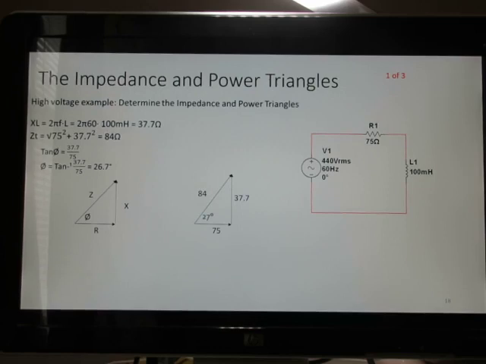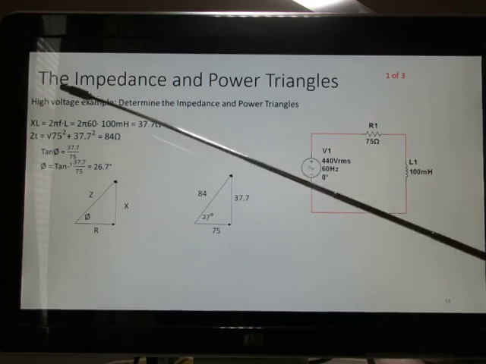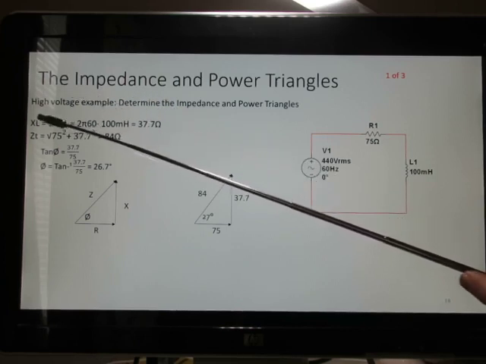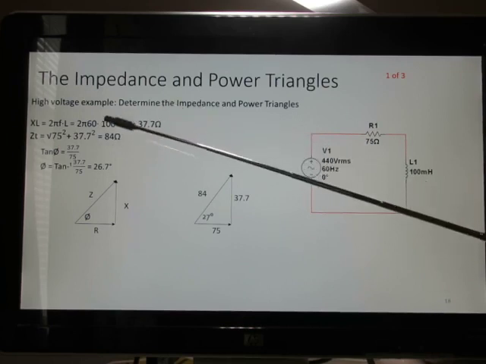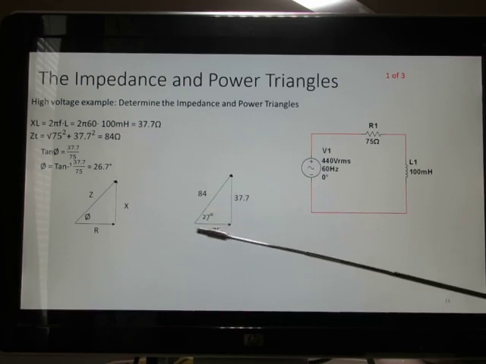Let's look at the circuit here. We have a 75 ohm resistor and a 100 millihenry inductor. We want to derive the impedance and power triangles for this circuit. So the first thing we want to do is compute the inductive reactance, since we have an inductor here. And we're only given 60 hertz as information to use. So we use 2 pi f times L. Don't forget X sub L is directly proportional to frequency. We get 37.7 ohms.